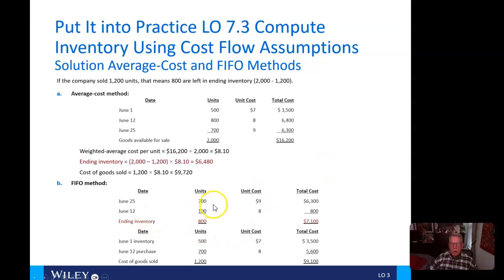FIFO, in a periodic method, we're going to look at selling from the top down. So here's their selling price, the total cost of goods sold, 9,100. We're going to keep from the bottom, June 25th and June 12th, 7,100. And so our available is still 16,200, but our FIFO is going to be again sold from the top and kept from the bottom.